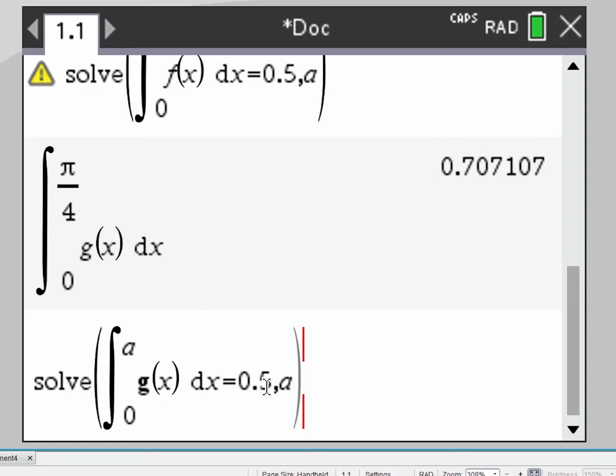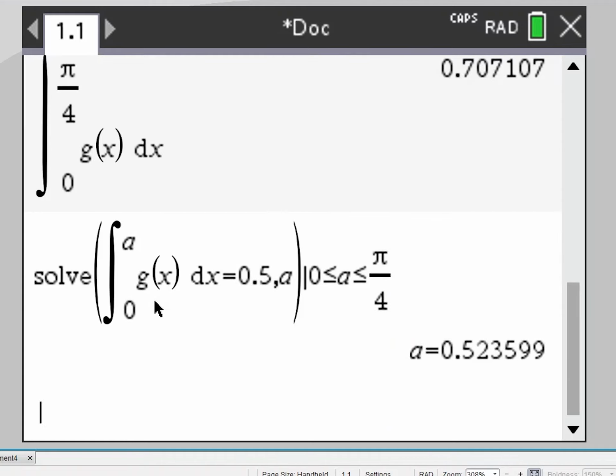So let's put that restriction on a, only because this is a trigonometric function. If we didn't put the restrictions, what it will do is give us a general solution for a, which is not what we want. So let's put the restriction. So press Ctrl Enter, and there you go. It still gives you the same value.